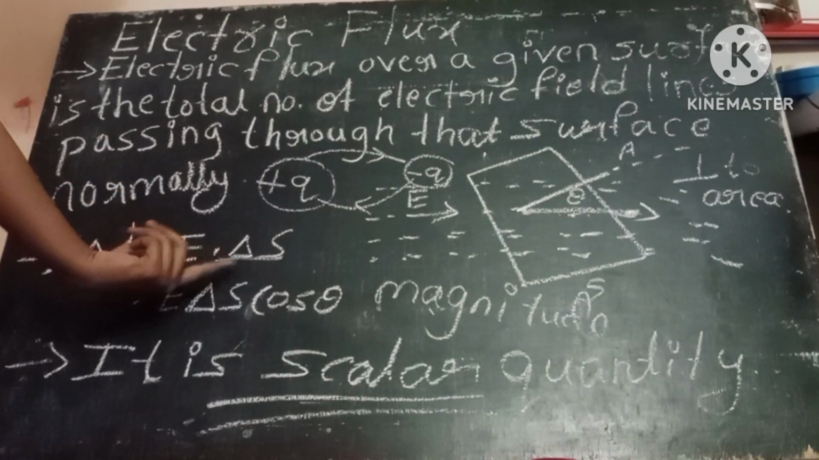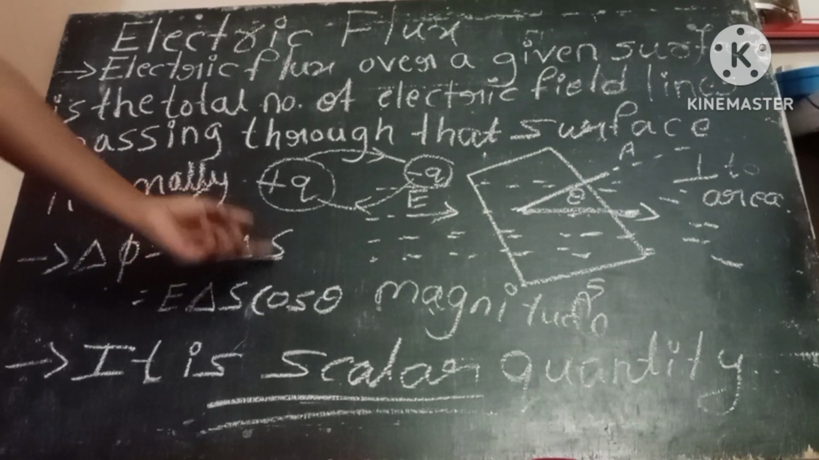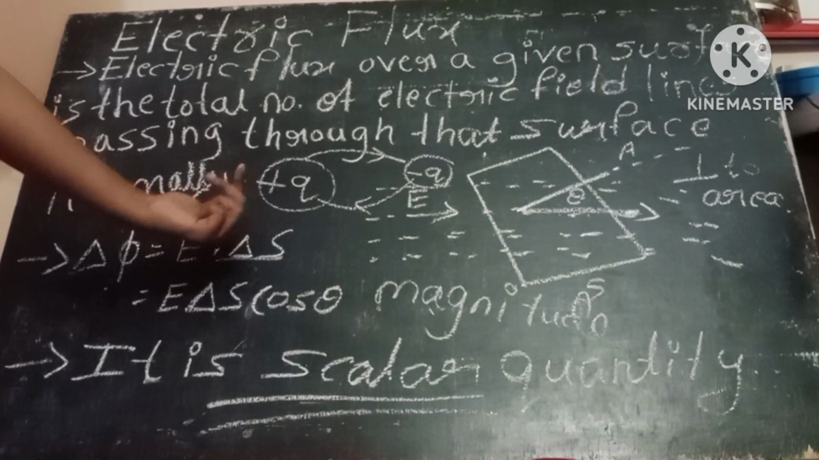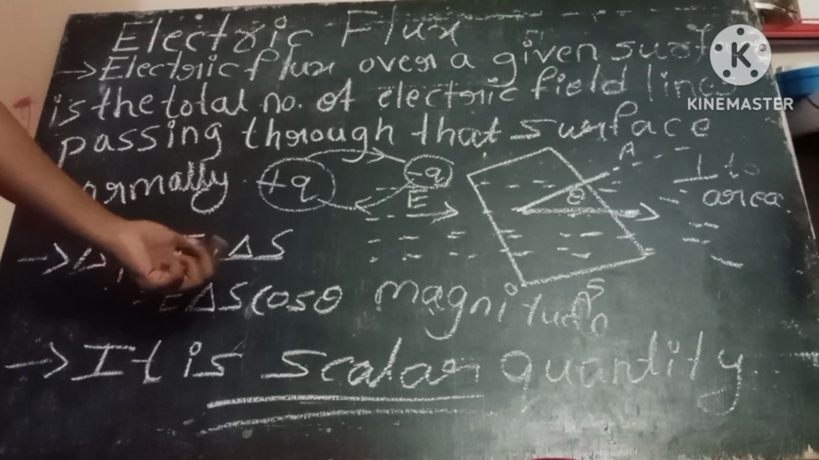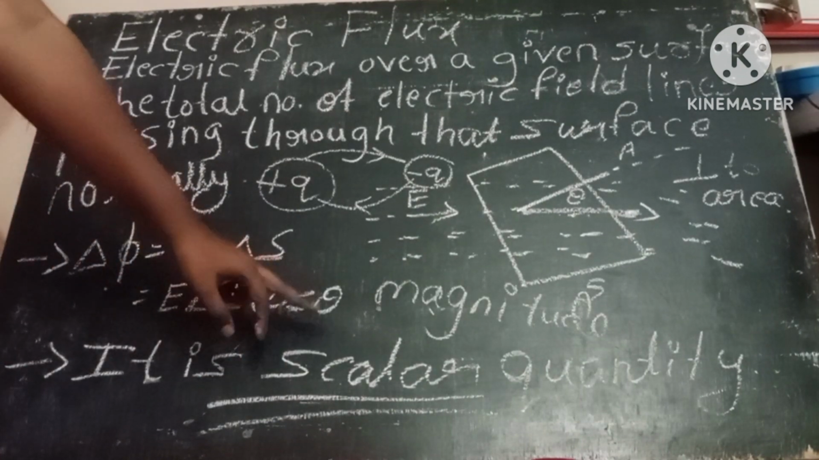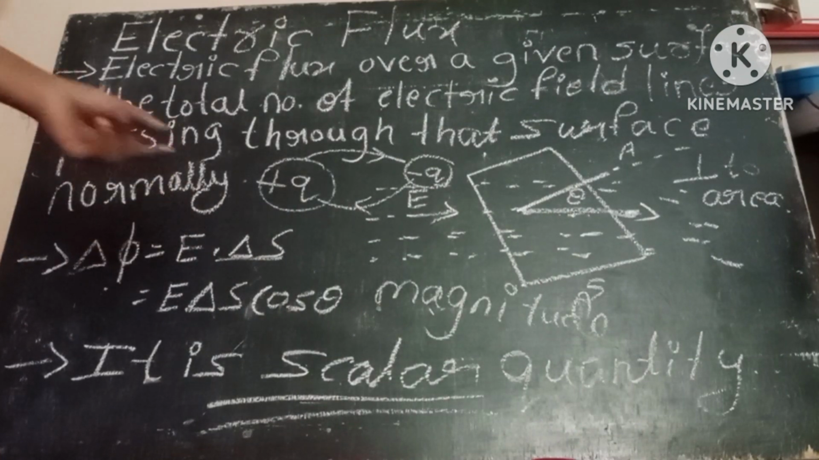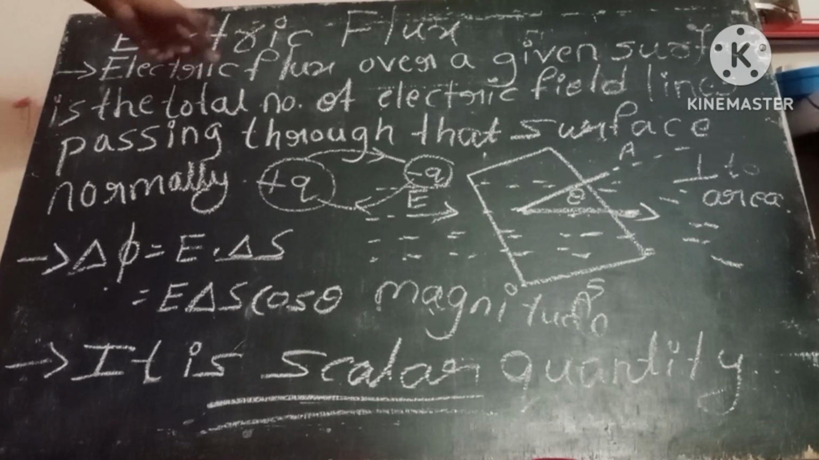Here is the formula for the electric flux, that is delta phi equals E dot delta S. This dot, the vector quantity, is resolved with the help of cos theta. It is written as E into delta S cos theta. E is nothing but the electric field. So this electric flux is a scalar quantity. A scalar quantity is one that contains only magnitude.